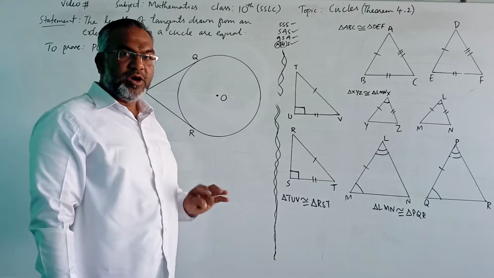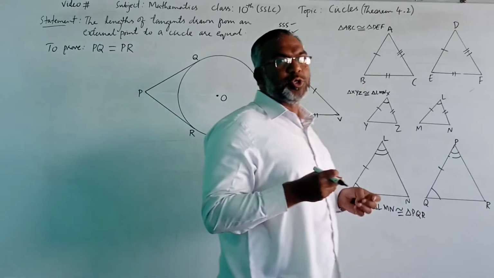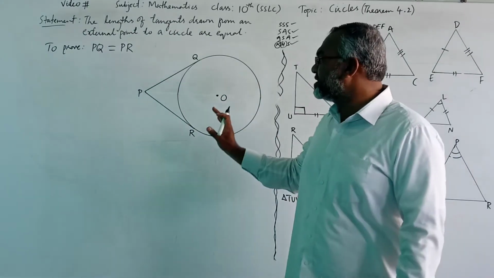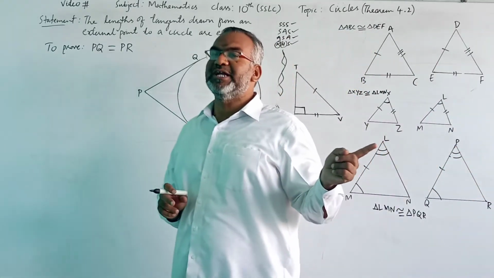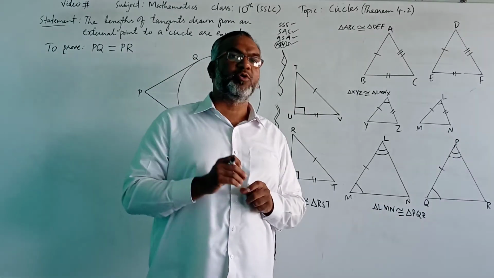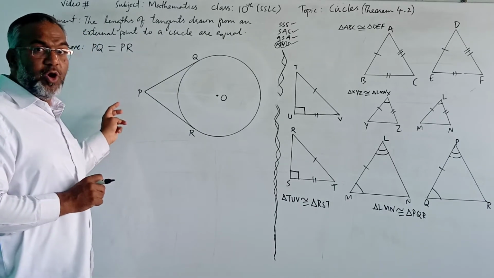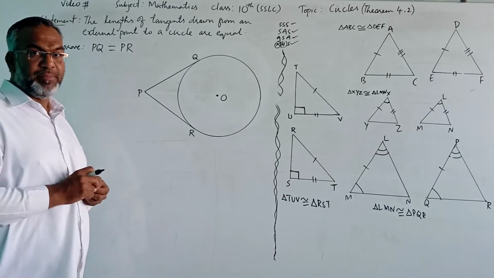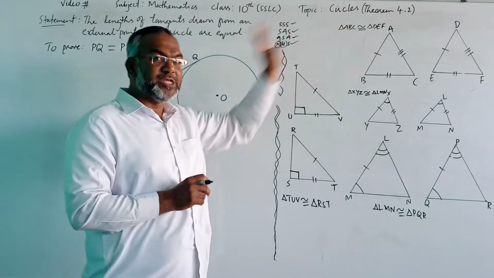So these are the four postulates which I thought would be good to discuss before explaining the theorem, so that what you studied in the previous class, 8th standard, about postulates of congruency is also cleared, right? Now let's go on to our main topic, which is circles, theorem 4.2.